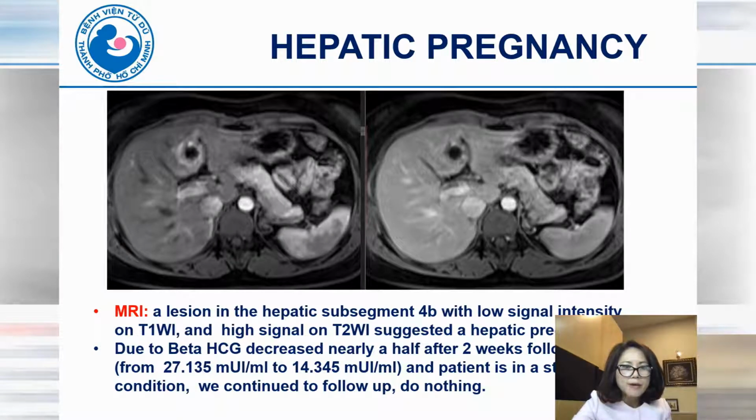On the MRI, we can see a lesion in hepatic segment 4B with low signal intensity on T1 and high signal on T2, suggesting this is a hepatic pregnancy. Because beta HCG decreased by nearly half after 2 weeks of follow-up and the patient is in stable condition, we continue to follow up and do nothing.